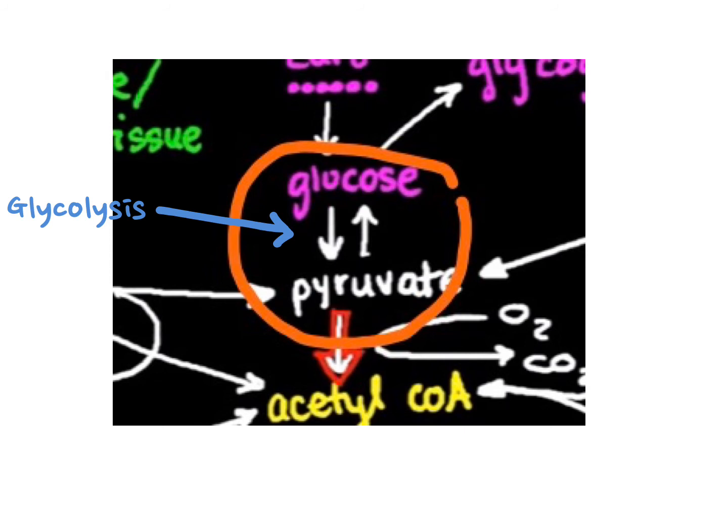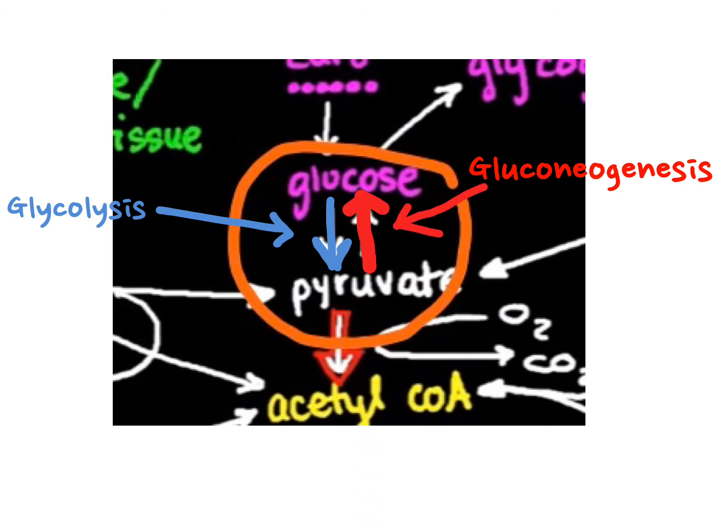Glycolysis is from glucose to pyruvate. The arrow is down. Gluconeogenesis is the arrow up. It's from pyruvate to glucose.